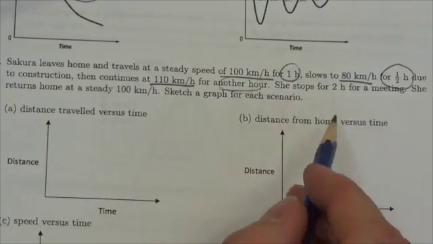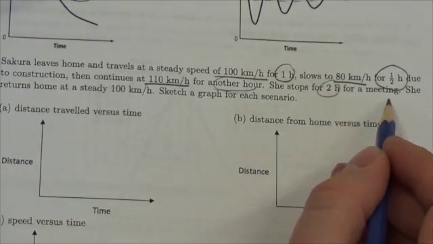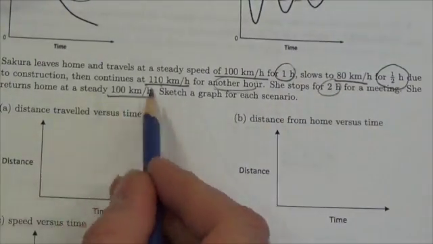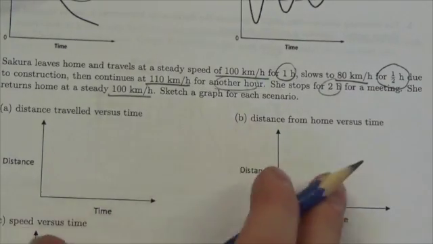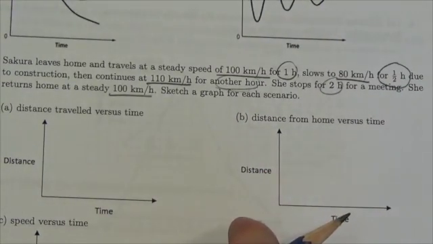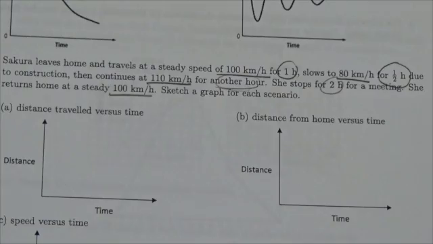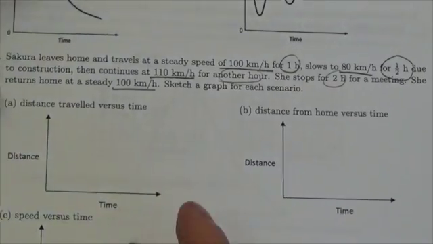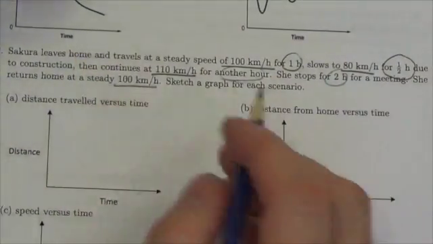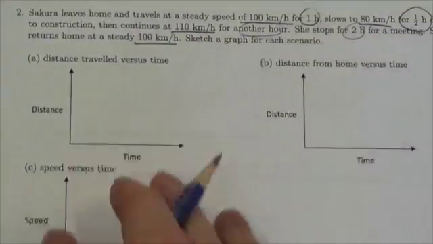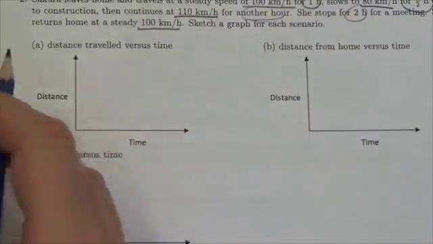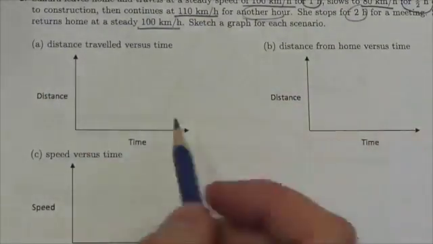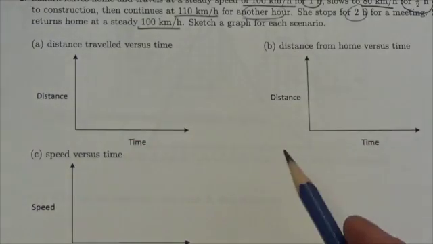She stops for a 2-hour meeting. There's another time issue there. And then she returns home at a steady rate of 100 kilometers per hour. Now we're going to graph each scenario here. It's an important skill to be able to translate between information given to us in word form and represent it in a more mathematical way on the graph.